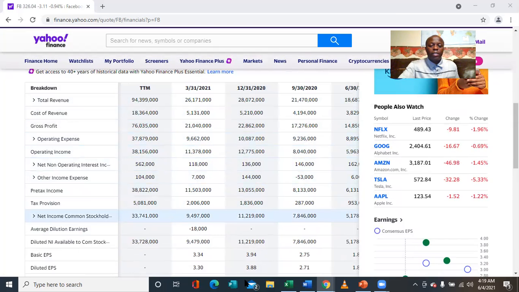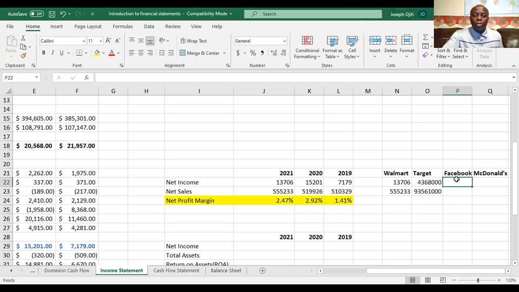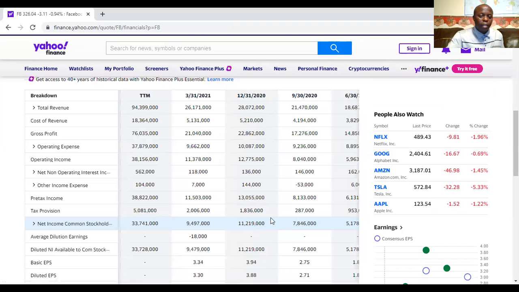So we have that information. Then we go and put it in our Excel. So for Facebook, we have our net income as 9479. I think I missed something there. Let me double check it. For Facebook, net income.